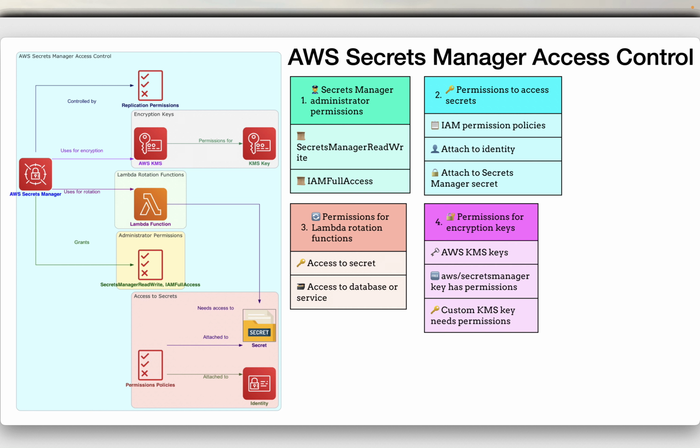Then you have permissions for encryption keys. Secrets Manager uses AWS Key Management Service, AWS KMS keys, to encrypt secrets. The AWS managed key, which is aws/secretsmanager, is the default to encrypt all these secrets. So the AWS managed key automatically has the correct permissions. But if you use a different KMS key, Secrets Manager needs permission to that key. In that case, you have to add the proper permissions, if you use your own custom key, or you create a new key in AWS KMS.